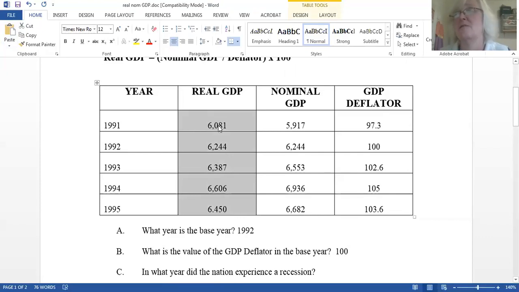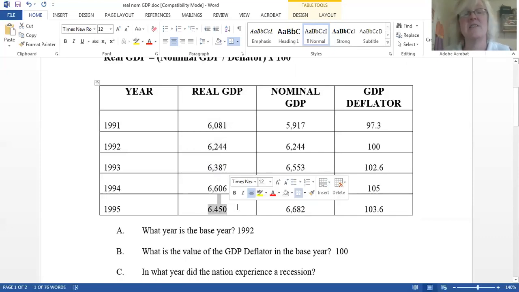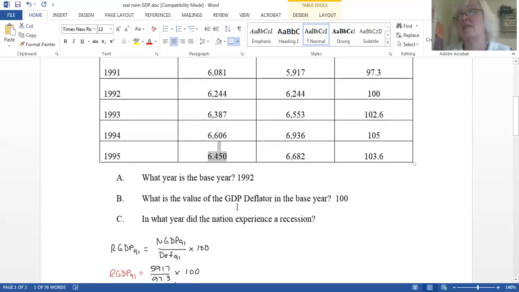Real GDP, 6081, 6244, it went up. 6244 to 6387, it went up. 6387 to 6606, it went up. But look here, 6450 in 1995 was less than 6606 in 1994. We had a recession from 94 to 95, okay?